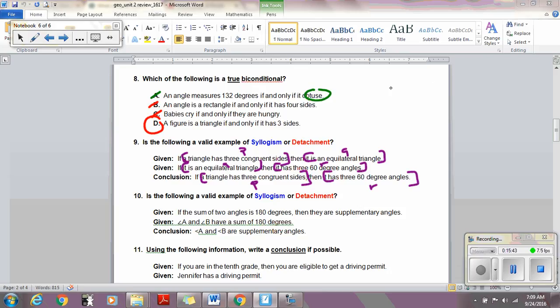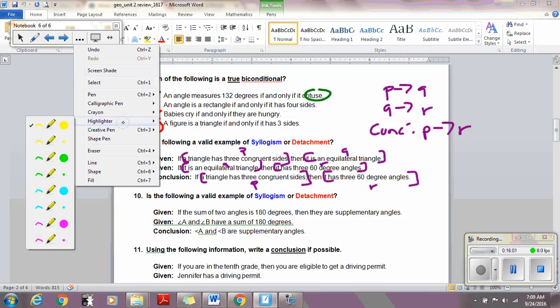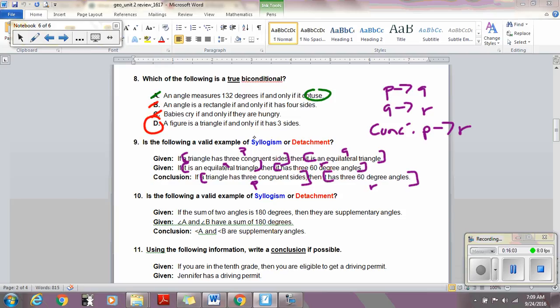So it's following the law of syllogism, because law of syllogism says P then Q, Q then R. So your conclusion will be P then R. So syllogism is our answer. It has to follow the pattern to the letter. Can't stress that enough. It has to follow the pattern to the letter.